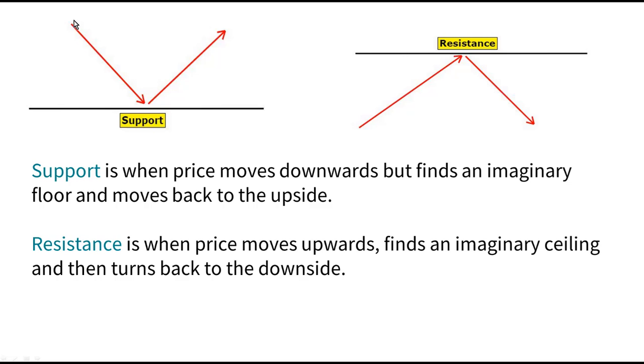So it's almost like support is like throwing a tennis ball or any kind of ball, I suppose, downwards, finds a floor and bounces. Resistance is when you throw a ball in the air and then eventually gravity kicks in and it turns back around again. So just pictorially, that's what support and resistance looks like, or horizontal support and resistance.